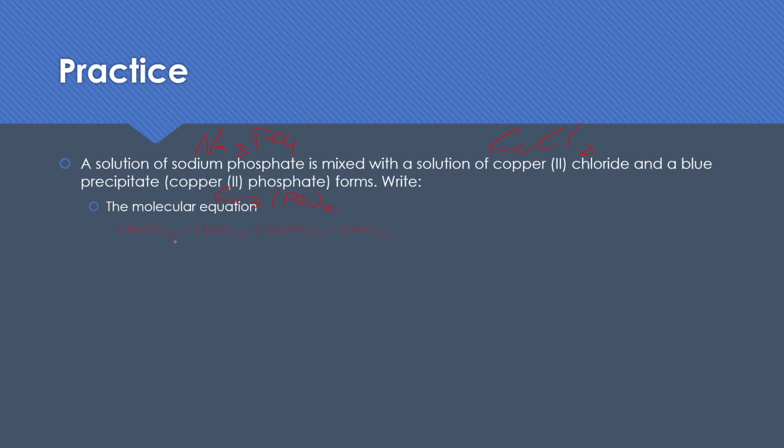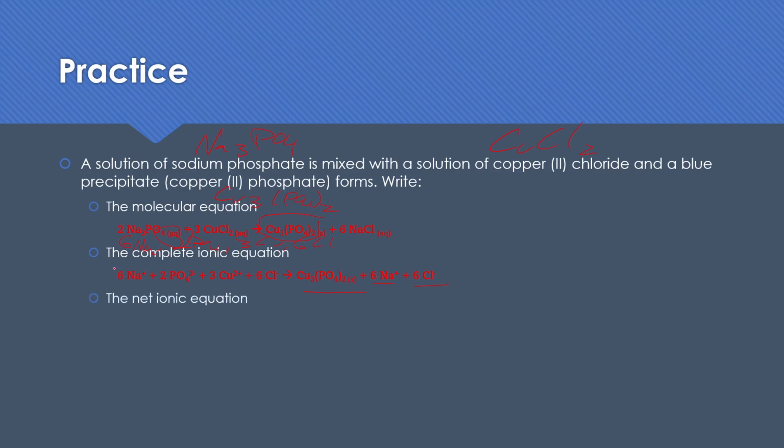So the molecular equation is going to be 2 sodium phosphate plus 3 copper chloride, giving me 1 copper phosphate, solid, plus 6 sodium chlorides. Okay? Then the complete ionic equation, okay, so that's aqueous, that splits up. So keep in mind, I'm going to have 6 sodiums, 2 phosphates, 3 coppers, and 6 chlorides, right? And then this is going to stay the same. So 6 sodiums plus 2 phosphates plus 3 coppers plus 6 chlorides gives me 1 copper phosphate solid, 6 sodiums, and 6 chlorides.